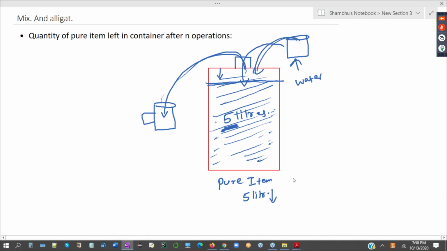So the question comes: after 3 operations, after 4 operations, after 5 operations, how many liters of pure item are still left? Suppose earlier it was 5 liters. How many liters are now finally left? This is one of the very important points from mixture and alligation. We have a formula for this. I will tell you this formula.